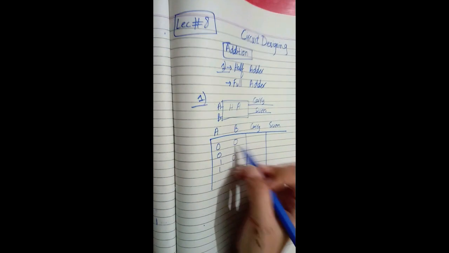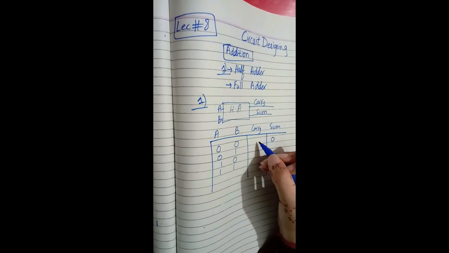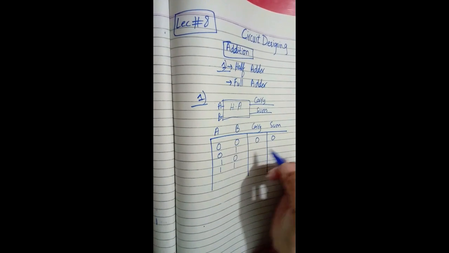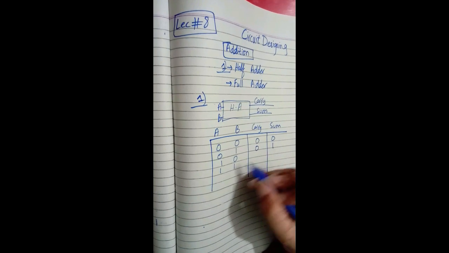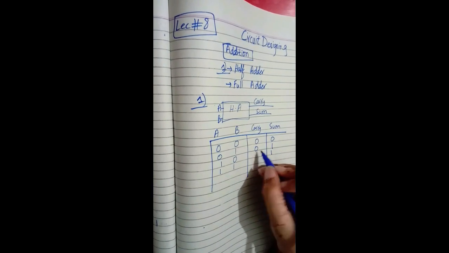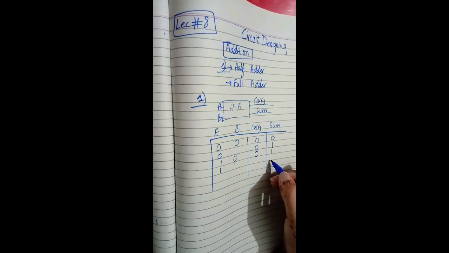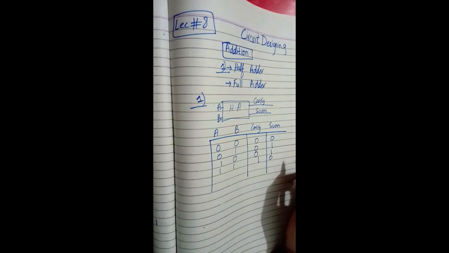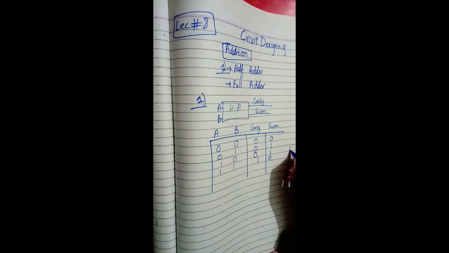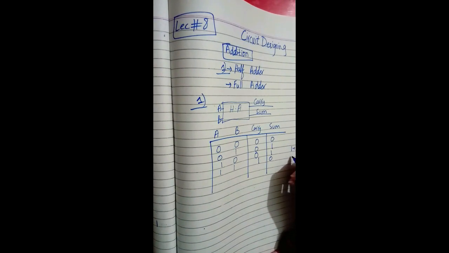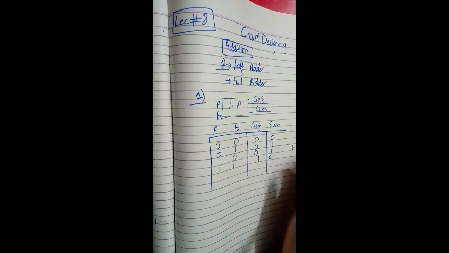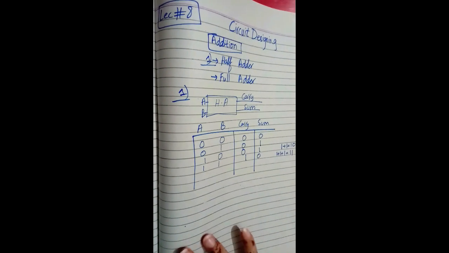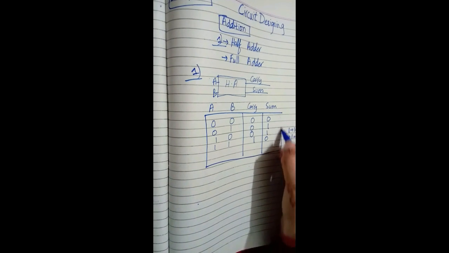0 plus 0 is equal to 0. Sum is 0. No carry has been taken, so carry is also 0. 0 plus 1 is 1, no carry, 0. 1 plus 0 is 1, no carry, it's 0. 1 plus 1 is 10, so sum is 0 and carry is 1. As we know, the sum of 1 plus 1 is equal to 10, and the sum of 1 plus 1 plus 1 is 11. Okay, so this is our half adder.